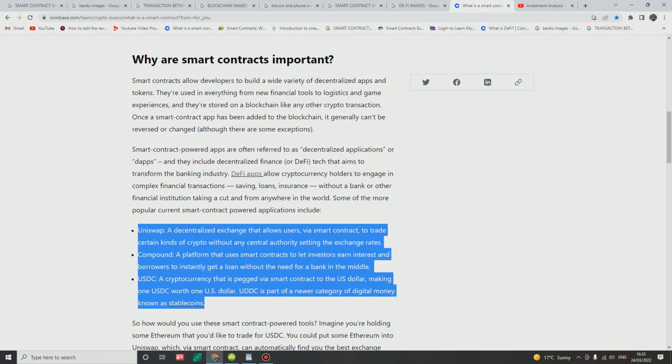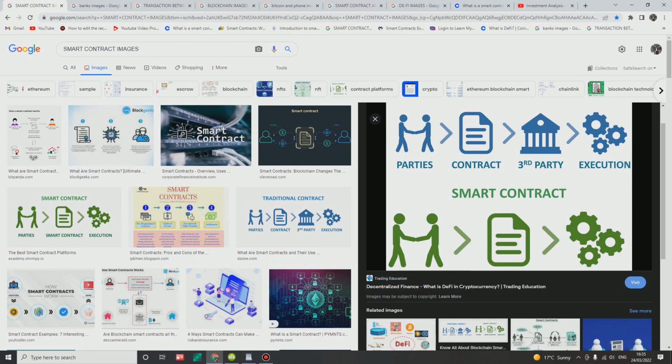Three, USDC, a cryptocurrency that is pegged via a smart contract to the US dollar, making one USDC worth $1. USDC is a part of a newer category of digital money known as stablecoins. And to know more about DeFi, please check my video titled Financial Services on Blockchain, DeFi versus Bank. You'll see the clip at the end of this video. Meanwhile, this is key. Please listen to this. To execute a smart contract on the Ethereum network, you will generally have to pay a fee called gas. These fees keep the blockchain running.